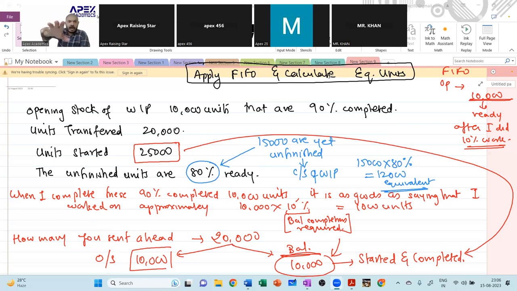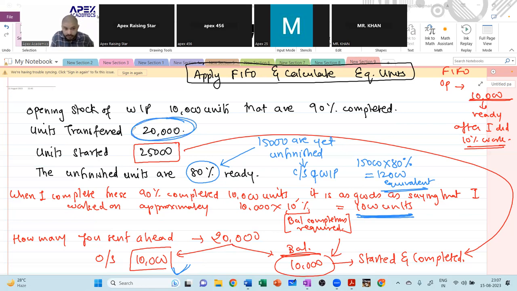When you opened the warehouse, how many units did you have? 10,000. They were 90% ready. You will first complete them. If 10,000 units are 90% ready, that means 10% work is to be done on 10,000 units. That quantity of work is equivalent to 1,000 units. After this, you have 10,000 units ready which can be sent ahead for sales. You have sent ahead 20,000 units for sales.